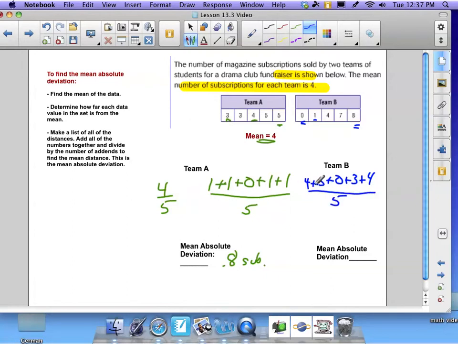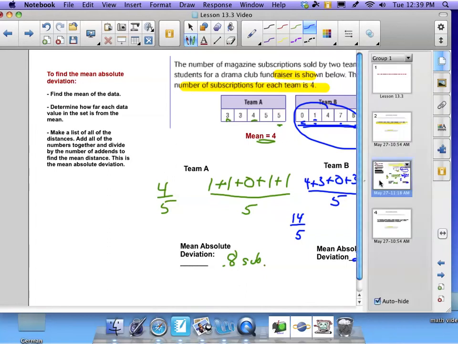Okay, so we have 4 plus 3 is 7, and 7. So the total of our sum up here, total distances from the mean, is 14. Our number of addends, or our number of data values, was 5. So we're going to divide 14 by 5 and get 2.8. Okay, in this problem it's 2.8 subscriptions. Let's go back to our data. The mean absolute deviation, the average deviation from the mean, is almost 3 subscriptions. Okay, you can see in this group of data there's a lot of variability, much more so than in the first.